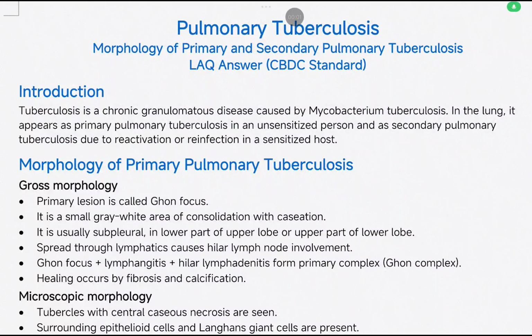Hello students, we are continuing our pathology series. Here we will look at the very important question which is asked in each and every university, which is on pulmonary tuberculosis, and to explain the morphology of primary and secondary pulmonary tuberculosis.